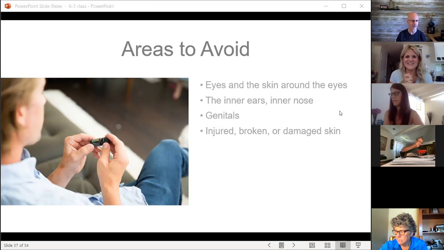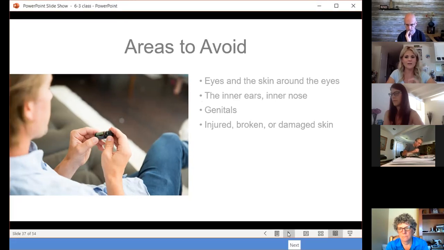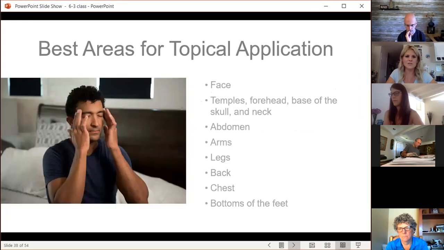It was fun. So injured, broken, or damaged skin, cuts, scrapes, bruises. However, I am a person who puts oils on cuts, scrapes, and bruises. As you are learning your essential oil journey, I'm going to ask that you avoid those areas. But if you get a big cut or a big scrape, there are methods and ways that we can help heal those boo-boos by using essential oils, and we can always go further into that. But as a brand new user of essential oils, those are the areas that you want to avoid.